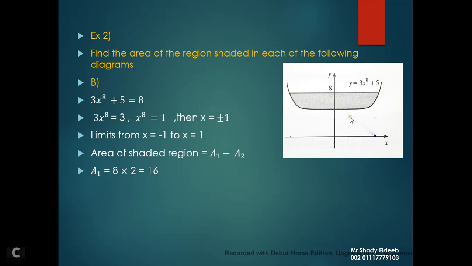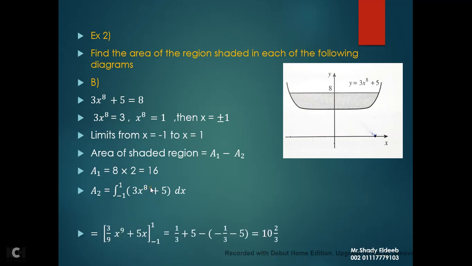Now we must find a2 by getting the area of the region under the graph, and this is by integration of the same function using limits negative 1 and 1. So it will be like that. 8 plus 1 is 9, so it will be 3 over 9 x power 9, plus, and we have here a constant, so it will be 5x, from negative 1 to 1, by substituting 1 instead of x, minus substituting negative 1.